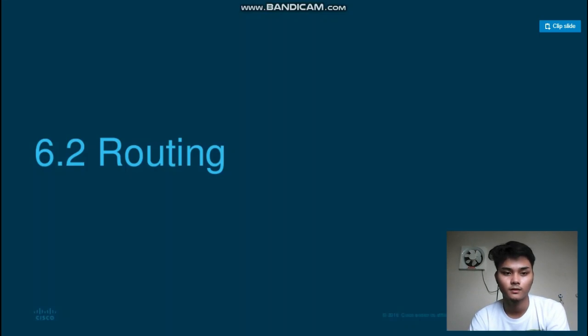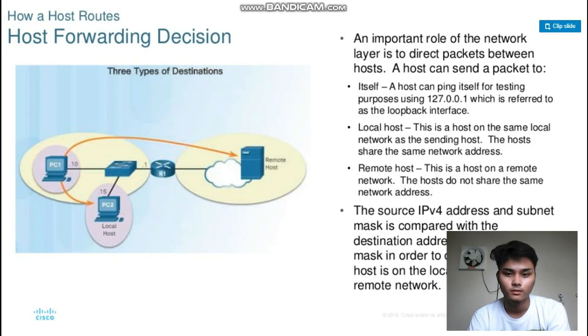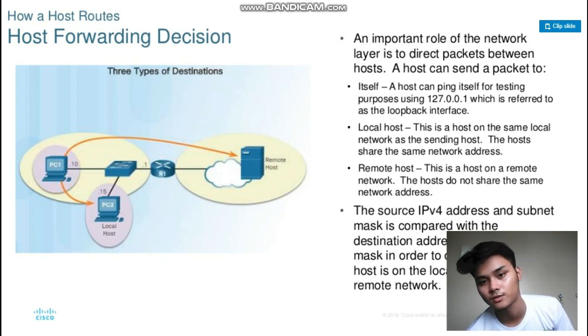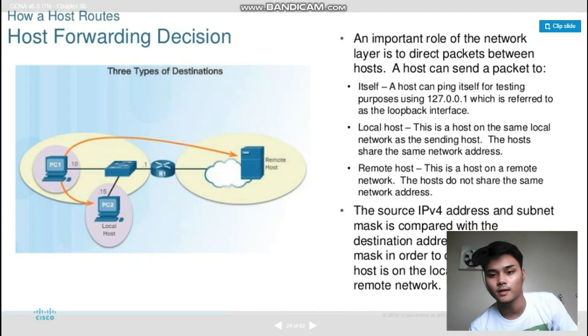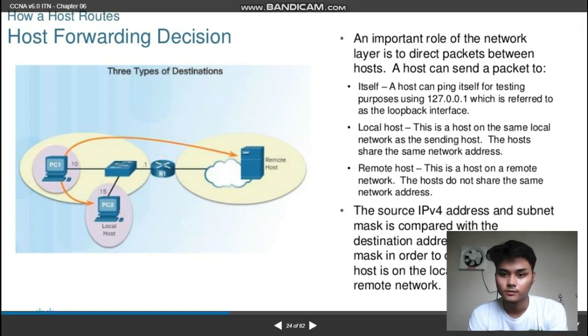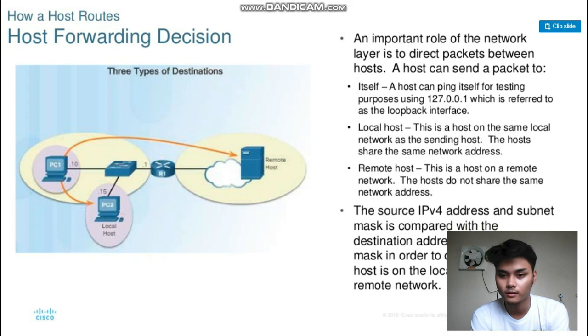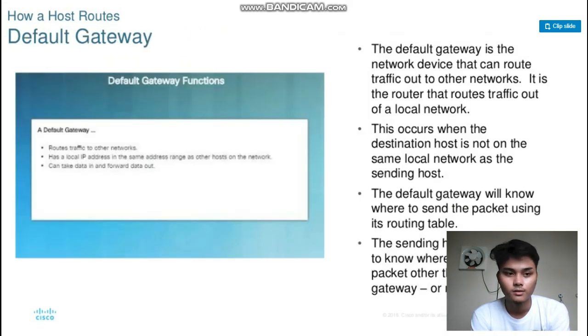So we have routing. Fast host forwarding decision: a host can ping itself for testing purposes using 127.0.0.1, which is referred to as the loopback interface. A local host is a host on the same local network as the sending host; the hosts share the same network address. We also have a default gateway, which routes traffic to other networks, with a local IP in the same address range as the other hosts on the network.